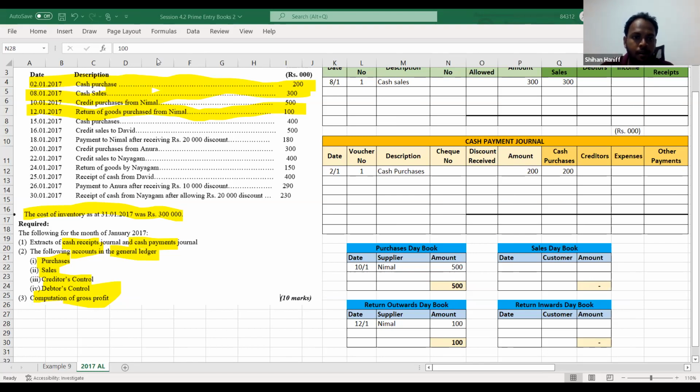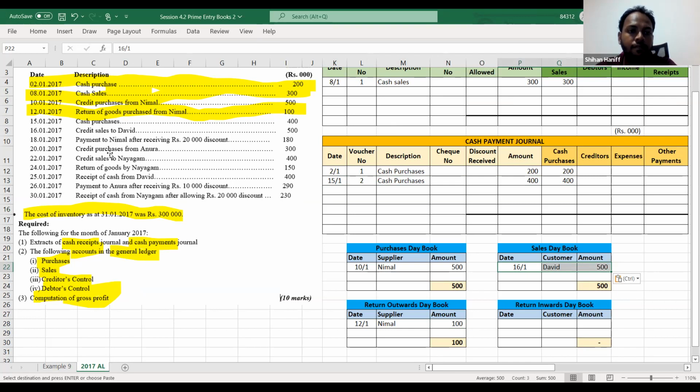Okay, so we'll make it fast so we can go through many areas in the chapter. Return of goods. Cash purchases. It's the cash payment journal. Cash purchases 400,000. Credit sales to David. It's the sales day book.